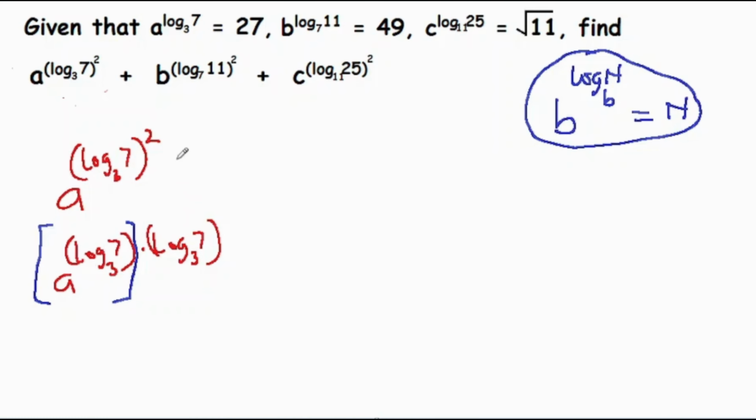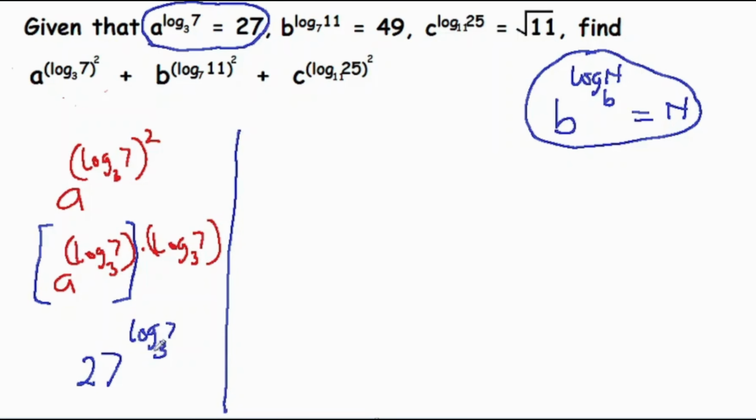Good. Now take a look at the top of the screen. Now we are given that a raised to power log 7 base 3 is equals to 27. So I'm going to replace what I have in the blue bracket with 27. Then I still have my log 7 base 3. Okay, so it's becoming very interesting now. Now, we can write 27 in index form, and that is 3 raised to power 3. So we have 3 raised to power 3. Let's put this in parentheses, and we have log 7 base 3.